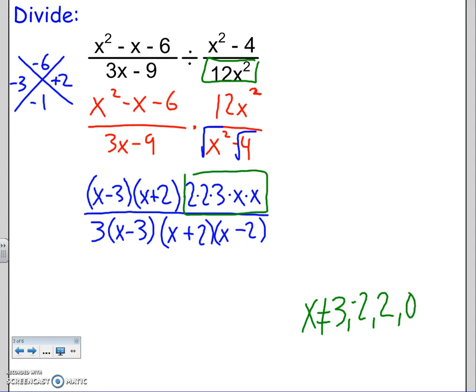Right, last cancel out, and then we're done. So x minus 3, 3 and 3, x plus 2, and that's it. On top, I have 4x squared, because there's 2 times 2, and then x times x. On bottom, x minus 2, where x cannot be those 4 numbers.